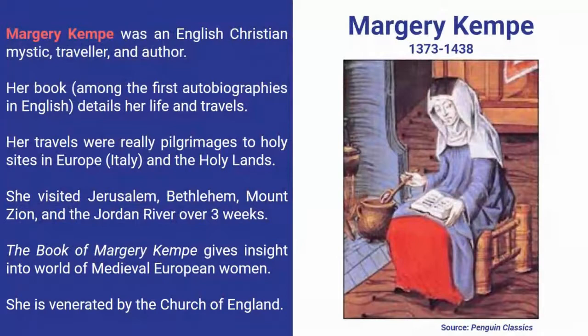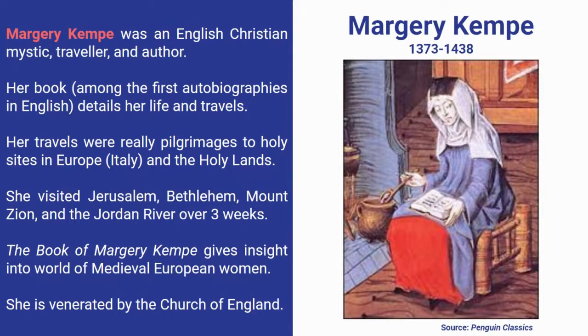She traveled to the Holy Lands and through Europe, mostly Italy, to go on basically religious pilgrimages. She wrote an autobiography that detailed her life and her travels. One of the main events there is when she visited Jerusalem, Bethlehem, Mount Zion, and the Jordan River. That's what I mean when I say the Holy Lands. She visited them over 3 weeks before returning to Italy and then spent years in Europe.